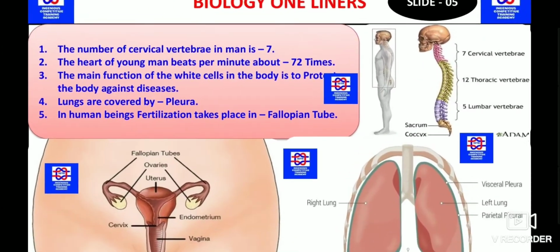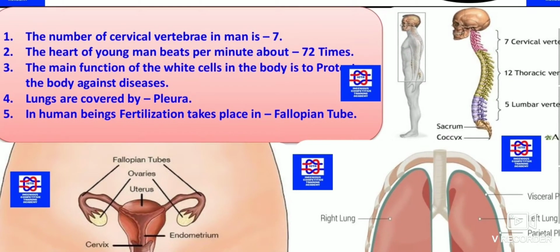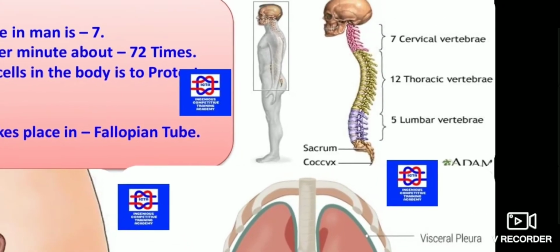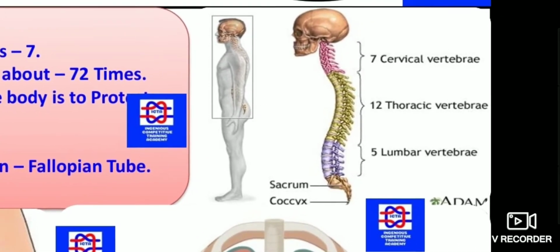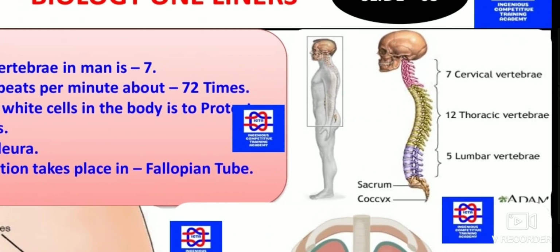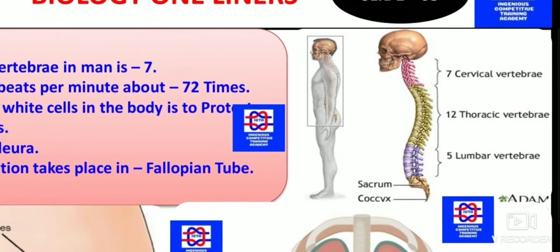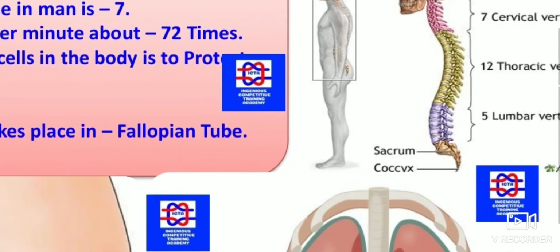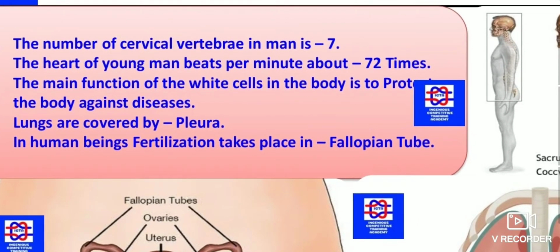So next we have the number of cervical vertebrae in man, that is 7. So what exactly is that 7? Here you can see the figure: 7 cervical vertebrae, as well as thoracic vertebrae we have 12, and lumbar vertebrae we have 5. So these are to be remembered, 7, 12 and 5, very important. You have sacrum as well as coccyx. So here what has been given is the number of cervical vertebrae we have, that is 7.